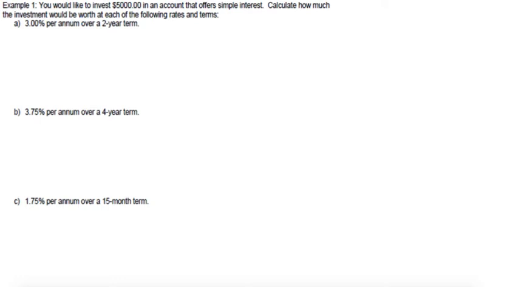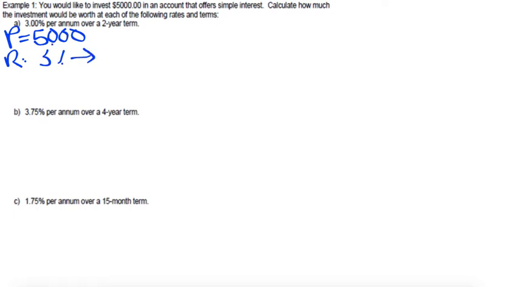You would like to invest $5,000 in an account that offers simple interest. You're going to calculate how much the investment would be worth at each of the following rates and terms. First, 3% per annum, so 3% per year, over a 2-year term. I like to write out what my variables are so that I know what I'm looking for, I know what I have, and I can easily sub it in. So I have a P value of $5,000. I have an R value of 3%.